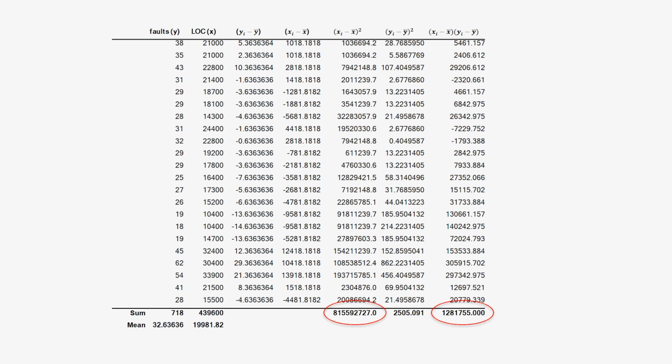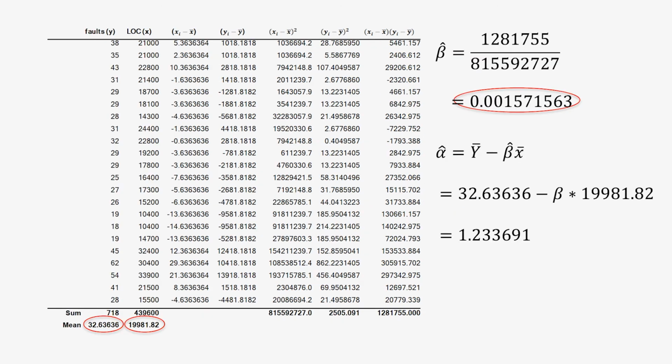Let us now calculate the beta estimator. Not very hard, right? And remember, if we have the beta estimator, we can now calculate alpha using the values we've calculated before, now circled in red.